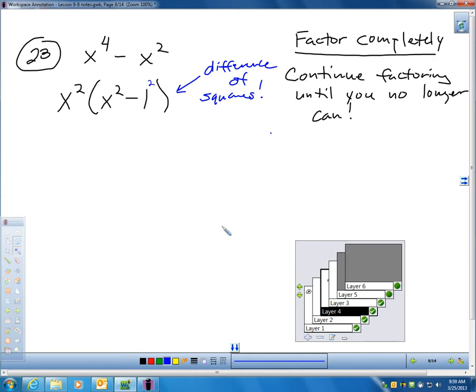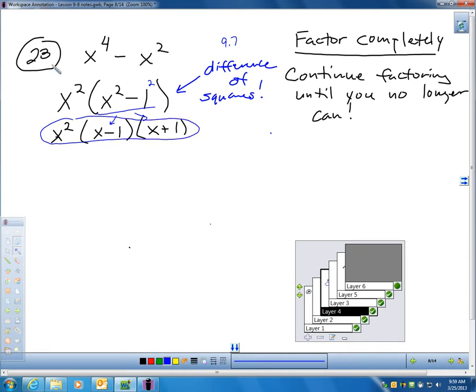And remember, back in section 9.7, I learned a little shortcut when I have a difference of squares. All I need to do is write this as x plus 1, x minus 1, and I have it. So I still have the x squared out front, but what I'm underlining in blue actually factors into x minus 1, x plus 1, and now I have factored this completely. So number 23 factored is x squared times x minus 1 times x plus 1.